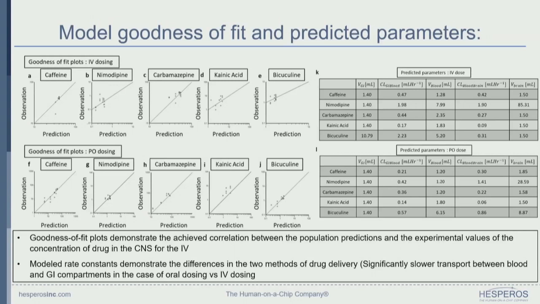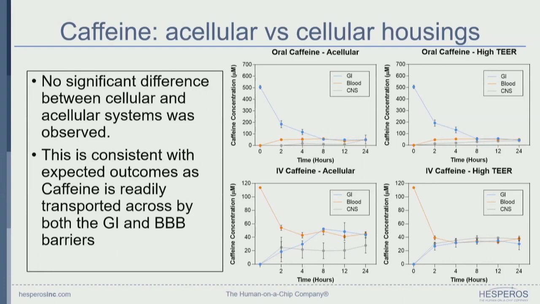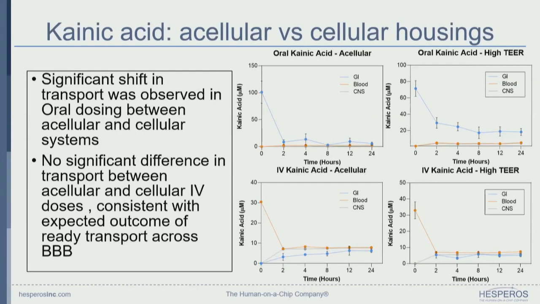Based on this, we first did it with a rat model, which we're not going to go into today. But looking at the humans and where we are today, this is looking at caffeine in acellular versus cellular housings, which is what I talked about earlier. It should freely pass through both the membranes, and what you end up seeing is exactly that. They have very similar PK profiles. Versus when you look at the IV dose, again, they're pretty similar because you shouldn't see a significant difference.